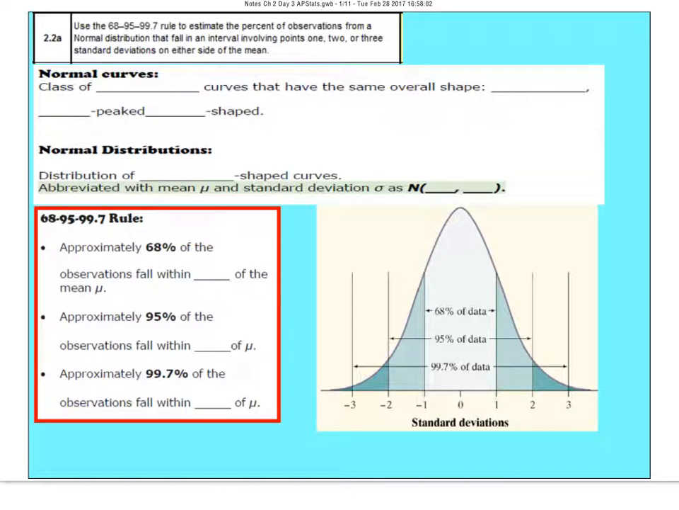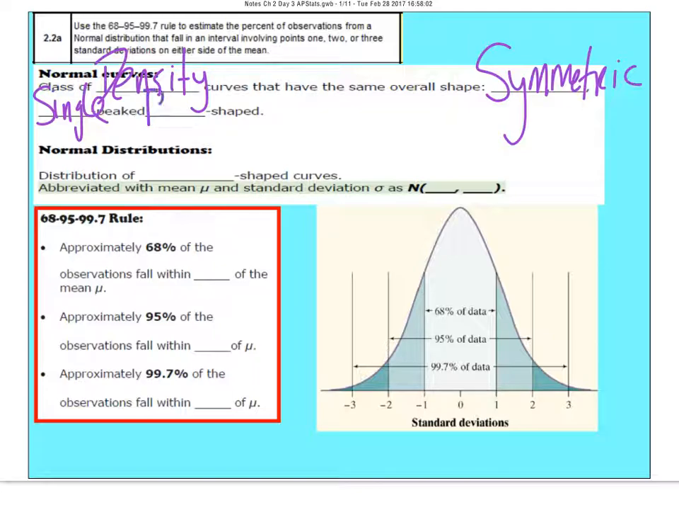A normal curve is a class of density curves that have the same overall shape. They are symmetric, single-peaked, and bell-shaped. So down here to the right, this is a normal curve. We're going to be using these pretty much again to the end of the entire book.